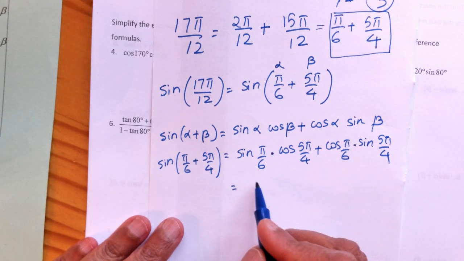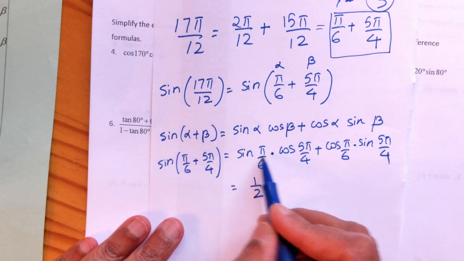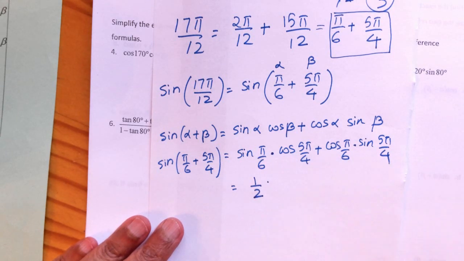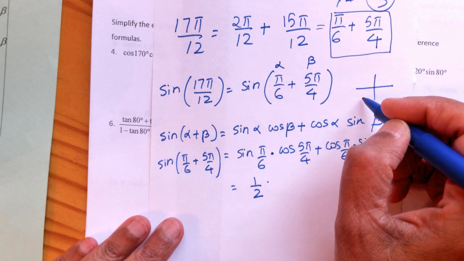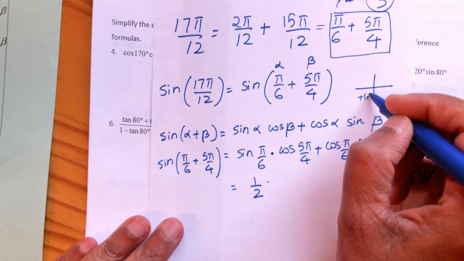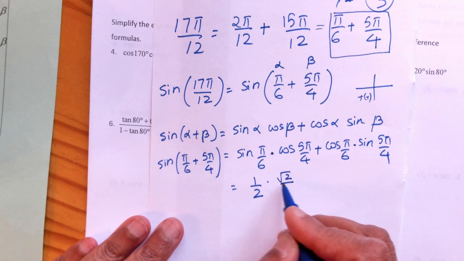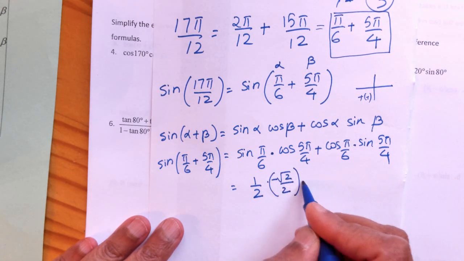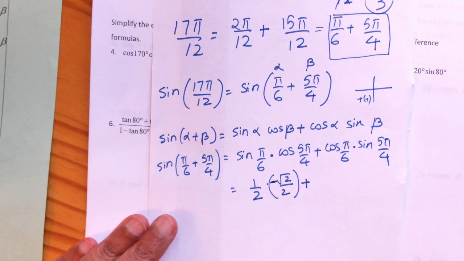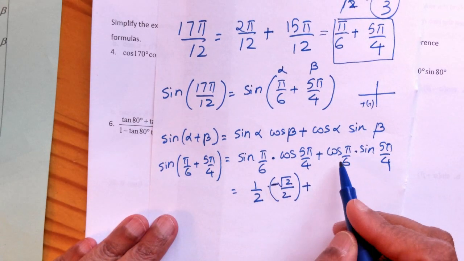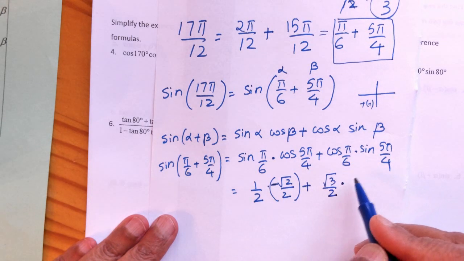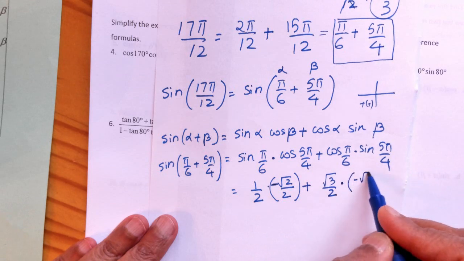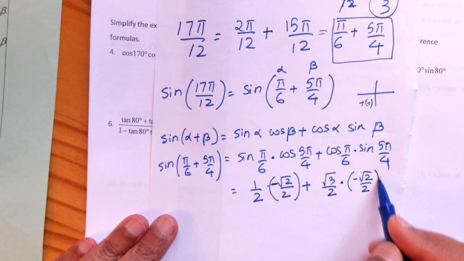So I know sine pi by 6 is half. This is the same as sine 30 degrees. So I know cosine 5 pi by 4 is square root of 2 over 2, except 5 pi by 4 is in which quadrant? 1 pi by 4, 3 pi by 4, 5 pi by 4. Cosine is negative here. Only tan is positive here. So it's going to be square root of 2 over 2, but negative. Cosine of pi by 6 is again cosine of 30 degrees, that is square root of 3 over 2. And sine of 5 pi by 4 is also negative square root of 2 over 2, because in the third quadrant both sine and cosine are negative.